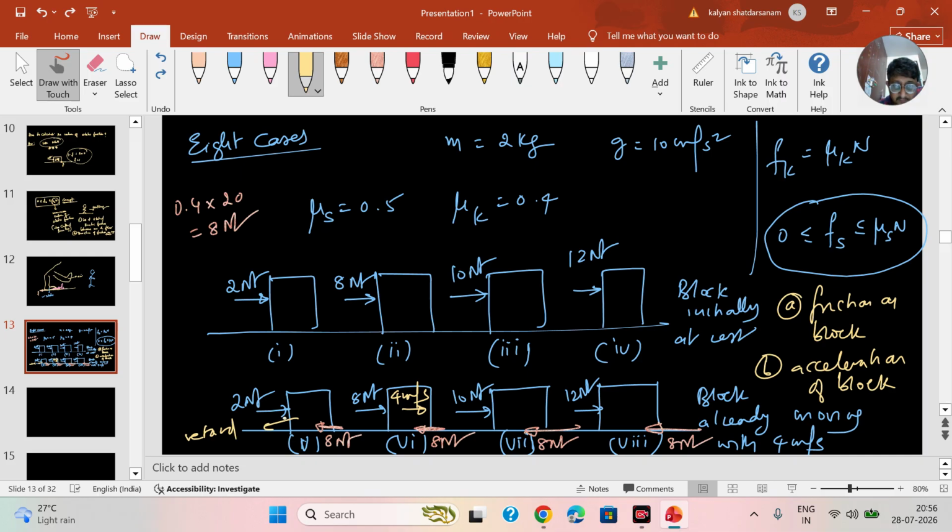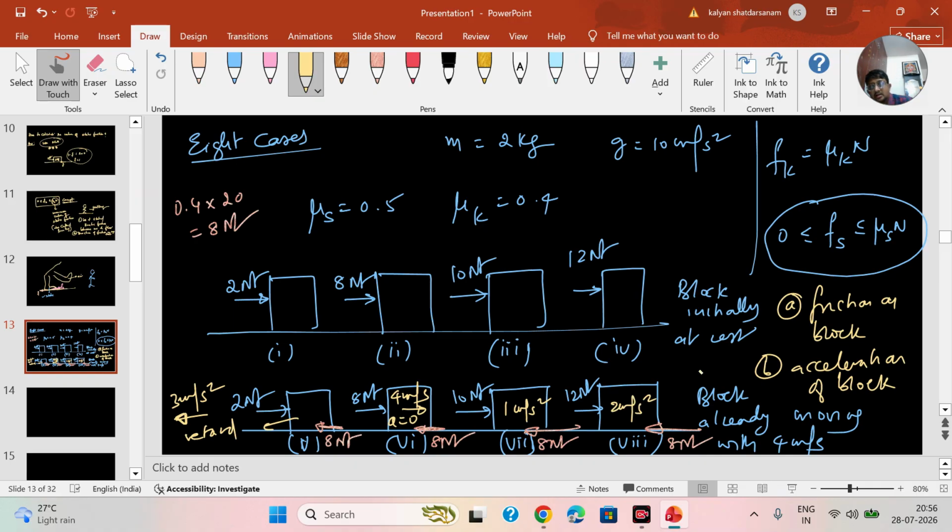So in the first case, the acceleration is 8 minus 2, that is 6 Newton force is backward and mass is 2. So 3 meter per second square acceleration to left. Velocity is to right and acceleration is to left. When velocity and acceleration are opposite, block will retard. This is a case where acceleration is 0, block continues with 4. This is a case where acceleration is 10 minus 8 by 2, net force by mass. So 1 meter per second square acceleration. And this is a case where there is a 2 meter per second square acceleration.